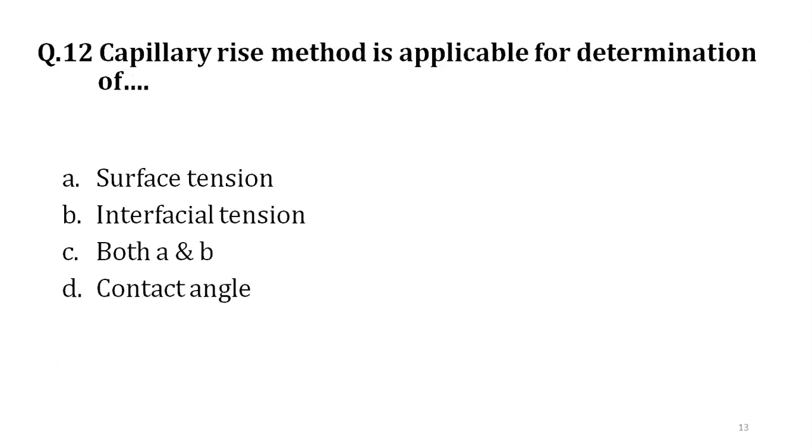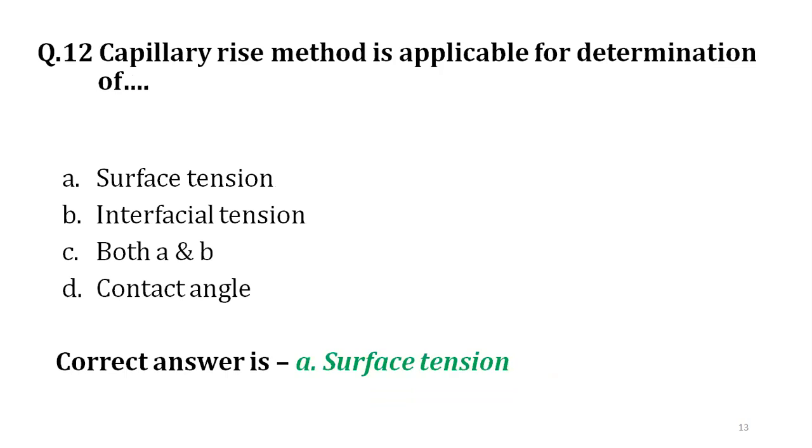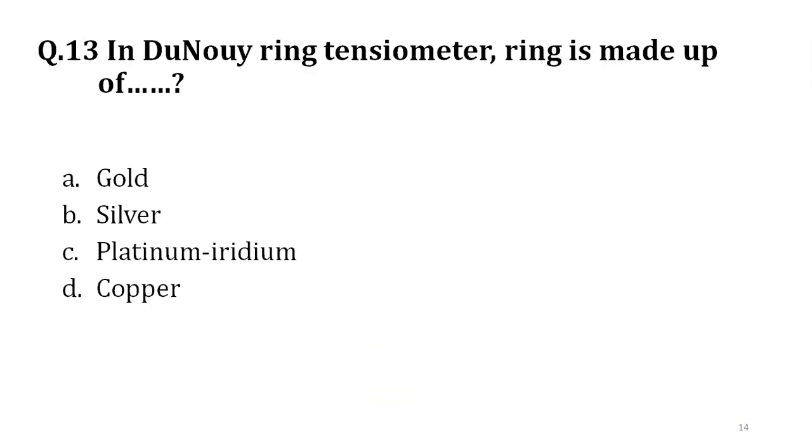Next, the capillary rise method is applicable for determination of option A, surface tension; option B, interfacial tension; C, both A and B; and the last, contact angle. So the correct answer is A, surface tension. This is the limitation of the capillary rise method: it is only applicable to determine the surface tension. You cannot determine the interfacial tension by using the capillary rise method.